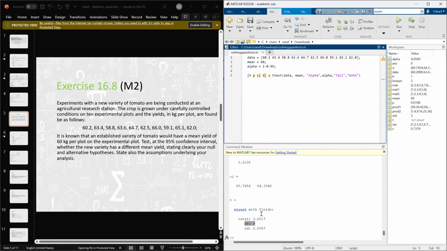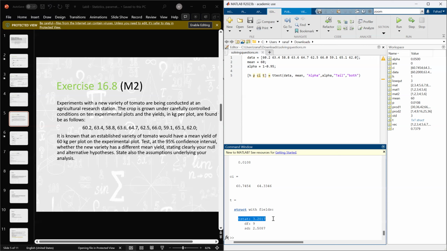But yeah, okay, so these are the results. The t-stat is the result of the t-test. df is the degrees of freedom. So the degrees of freedom, I told you what they are. You can just get them through this.